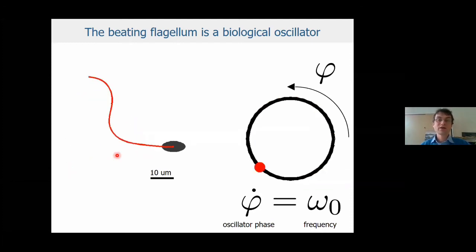And if we thereby parameterize the periodic sequence of flagellar shapes during the beat cycle by just an oscillator phase variable, then this variable, of course, increases in time, and increases exactly at a rate equal to the angular frequency of cilia beating. And this is a very simplistic but powerful model in nonlinear dynamics called phase-oscillator description. And we can look at the flagellum as an example of a biological clock, as an example of an oscillator.